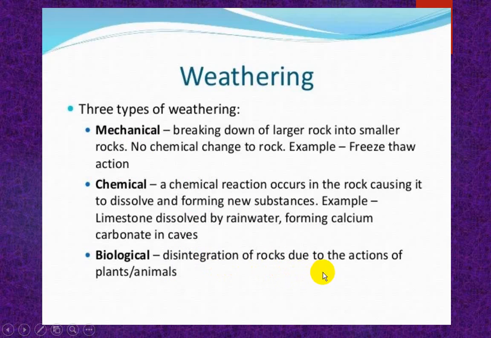Biological weathering is the disintegration of rocks due to the action of plants and animals. Integration means close together and disintegration means far away. Mechanical weathering means physical weathering, which occurs without reaction, with no chemical change to the rock. Chemical reaction occurs in chemical weathering. And in biological weathering, disintegration of rocks occurs due to the action of plants and animals.